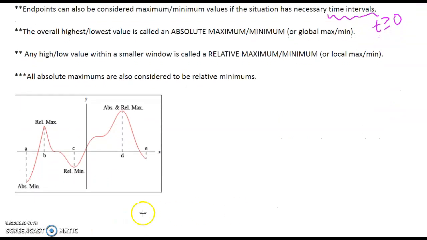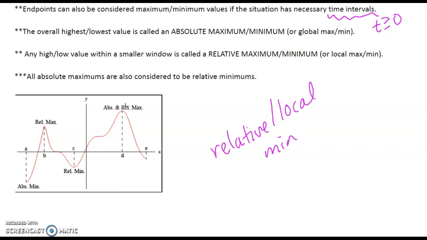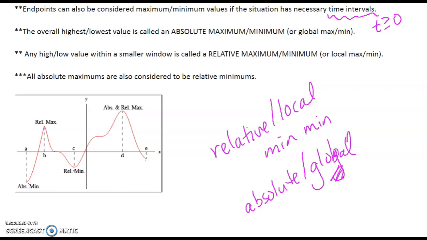Some terms that might get used are relative or local. Relative, local, they mean the same thing, max or min. That just means in a small window, that's the highest or lowest point. So you'll notice right here is a relative or local max, relative or local max, and then same thing for min. Relative min. Endpoints count. The word absolute or global can mean the overall highest or lowest. So there's only one of those, okay, unless there's a tie.